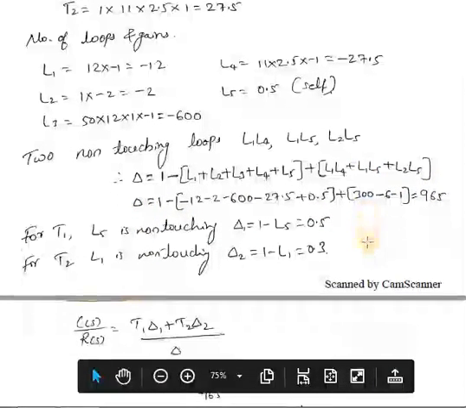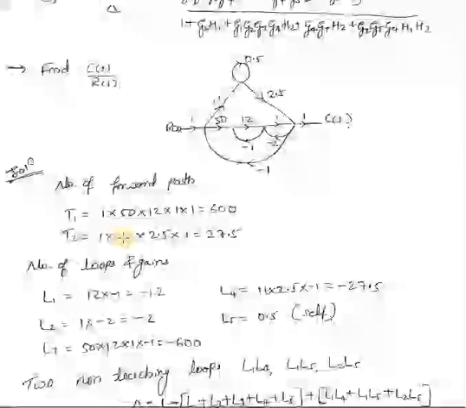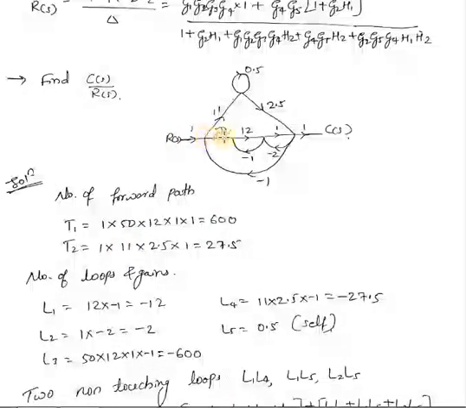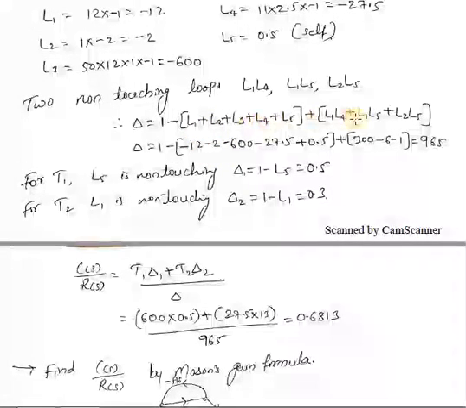Then you need to find out delta 1 and delta 2, because the number of forward paths is 2 here, so you need to find out two deltas. So first for T1 you have to check for the non-touching loops. If you consider T1, only L5 is non-touching, that is your T1 is this. Remaining all, that is L1 to L4, have one of the nodes on the forward path, but L5 is here, so it is non-touching to the first forward path. So except L5 you have to eliminate all the terms in delta. So you are left with delta 1 as 1 minus L5, that is 0.5.